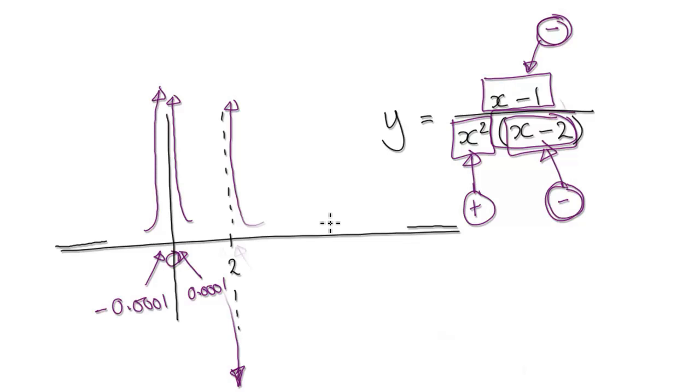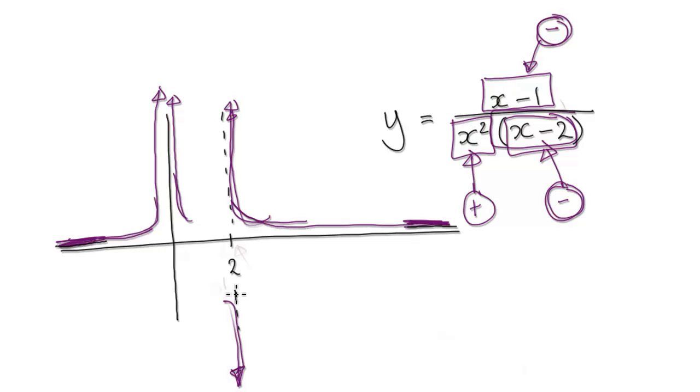So we know our graph looks something like this. It has to head towards 0 as x heads towards positive infinity. It's going to shoot up, it's going to shoot down, and here it's going to shoot up and up. So we can guess our graph to look something like this. And then it crosses over somewhere around here.